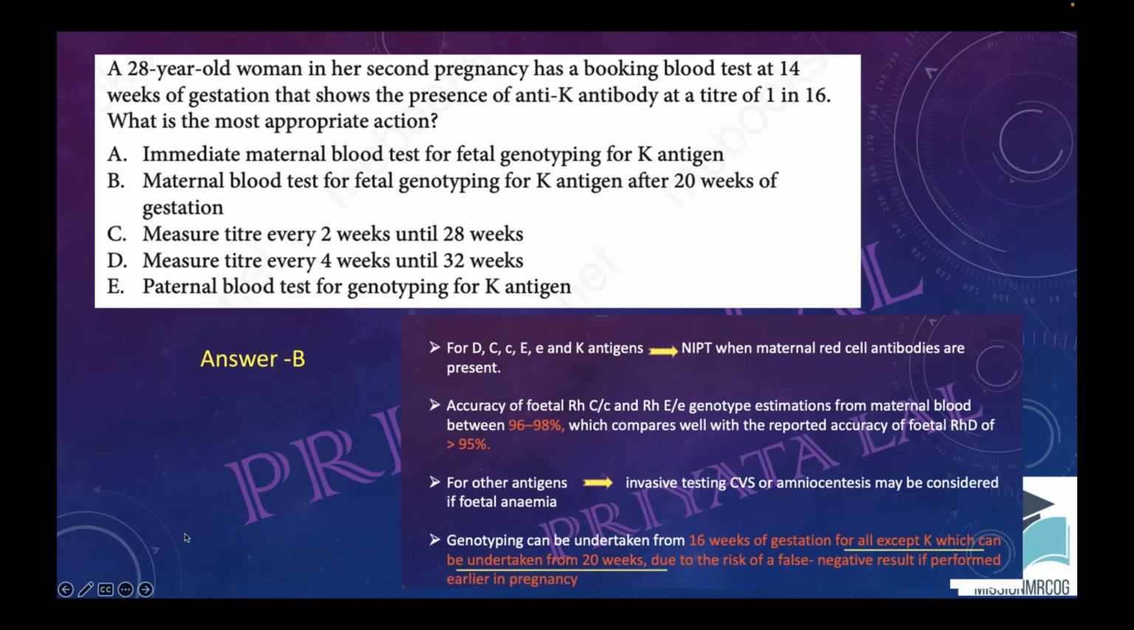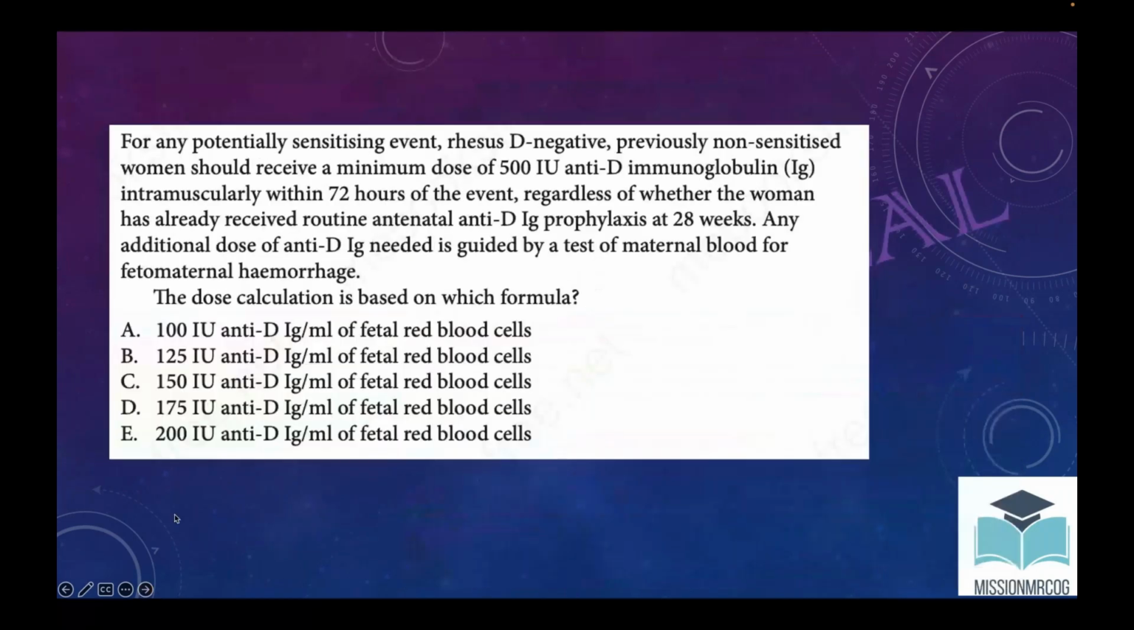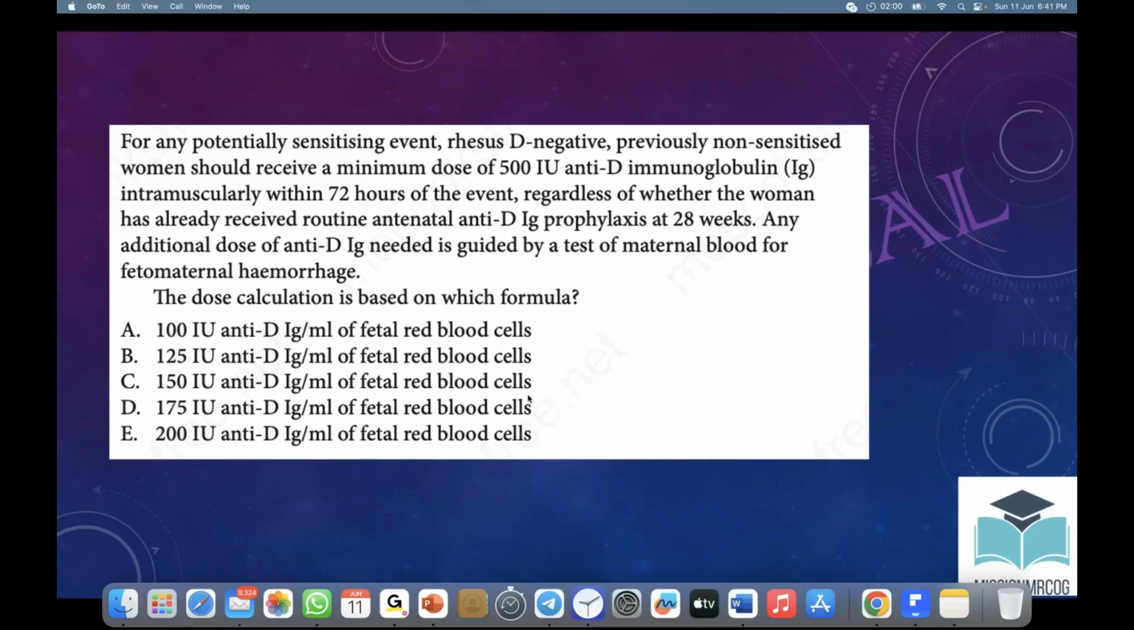So for any potentially sensitizing event, non-sensitized women should receive 500 international units within 72 hours, and regardless of the anti-D prophylaxis, any additional dose is guided by the test of maternal blood. So what is the dose calculation formula? It's B, ma'am. Yes, it is B. It is 125 for IM, 100 for IV.